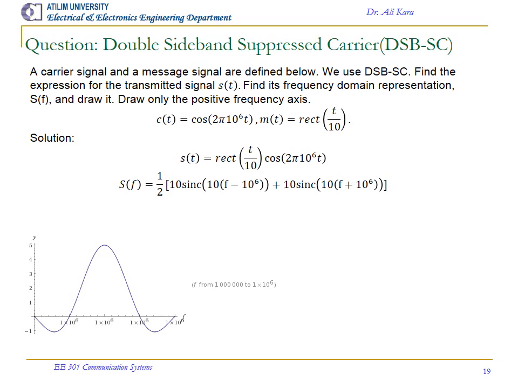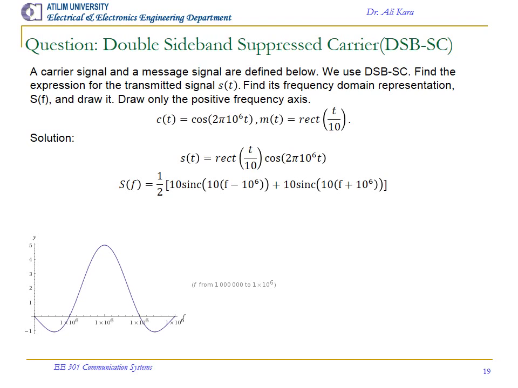We use double sideband suppressed carrier modulation. Find the expression for the transmitted signal s(t). Find its frequency domain representation, S(f), and draw it. Draw only the positive frequency axis.